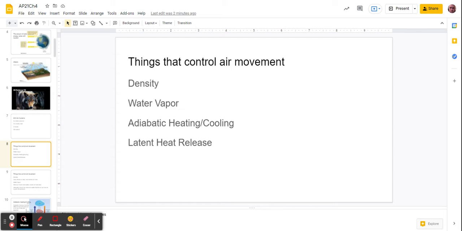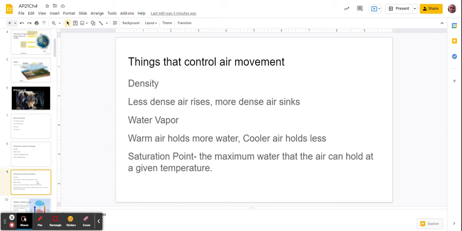The density of your air, the amount of water vapor in your air, this thing called adiabatic heating and cooling, and this thing called latent heat release. So let's talk first about the density part of it. Density. Less dense air will rise and more dense air will sink. You're like, oh, well, that kind of makes sense. And what goes into density? The temperature and the water.